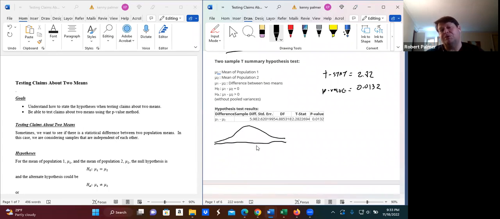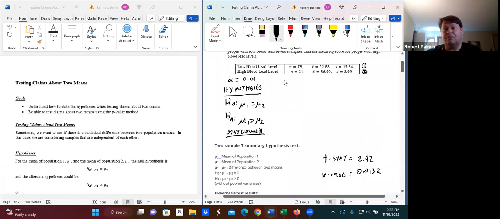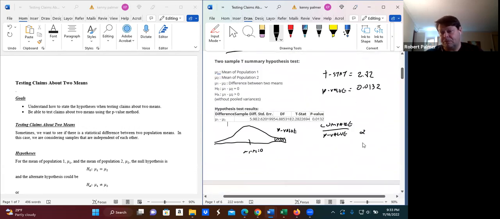Okay. So we imagine what this looks like then. Imagine our standard normal distribution, right here in the middle, is mu1 minus mu2 equal to 0. And we're talking about greater than, so here's our p-value over here. It's the one-tail test. And if we compare those two, remember we want to compare the p-value to alpha. And recall that our alpha was 0.01. So if we compare those, 0.01 and our p-value, which is 0.0132, you can see the p-value is larger, though not by much, but it's still larger.